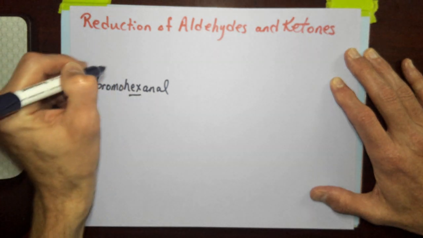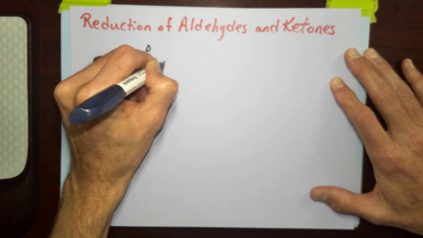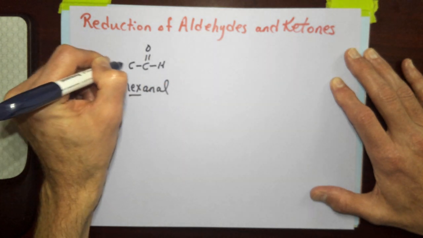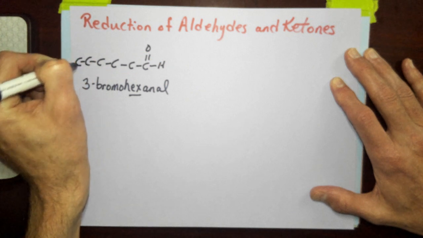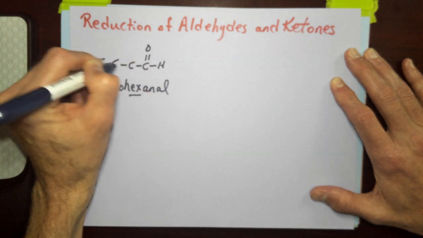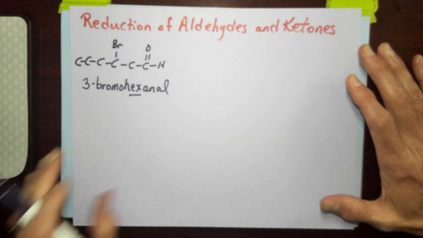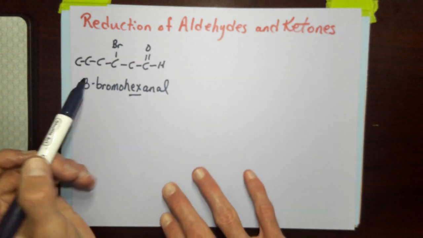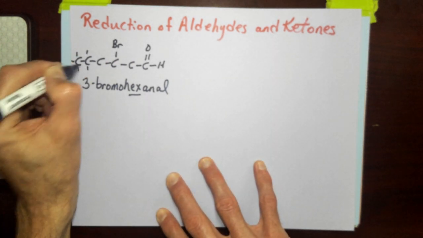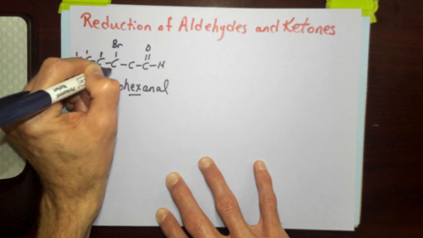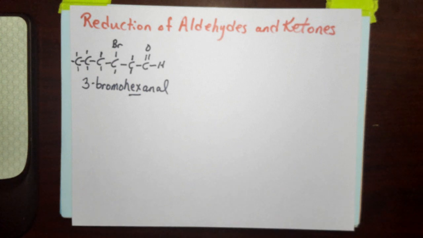The aldehyde is on the end, so we've got the carbon with our aldehyde, and then carbon 2, 3, 4, 5, 6. Okay, and 1, 2, 3. On the 3, we've got the bromo, and we've got our remaining hydrogens here. Okay, so we've got 3-bromo-hexanal.